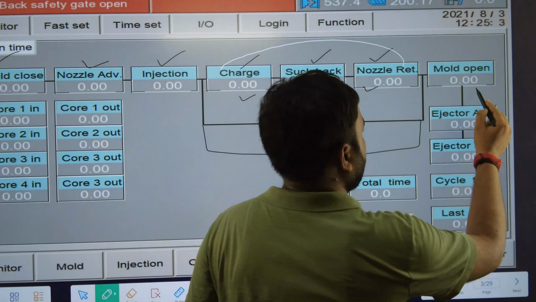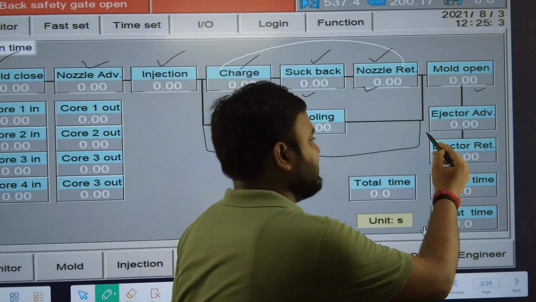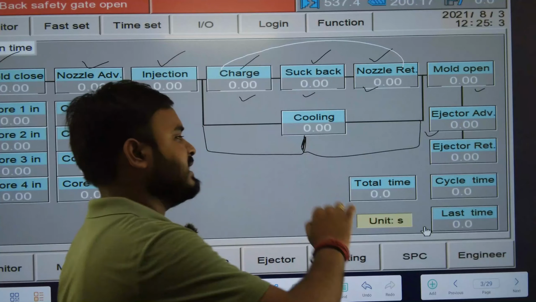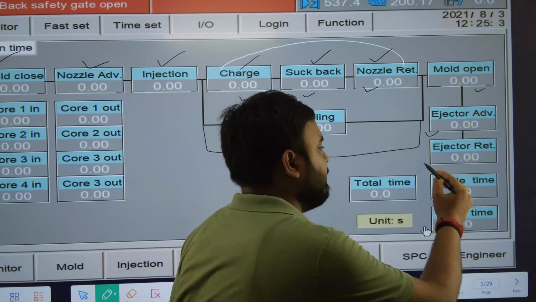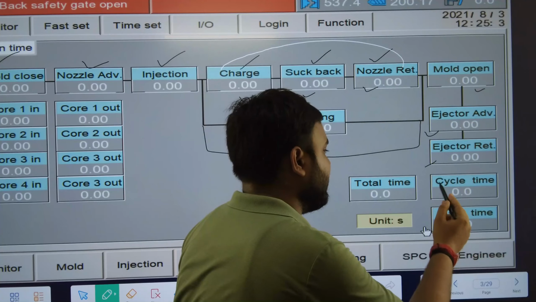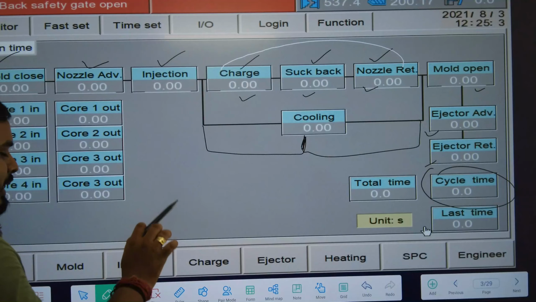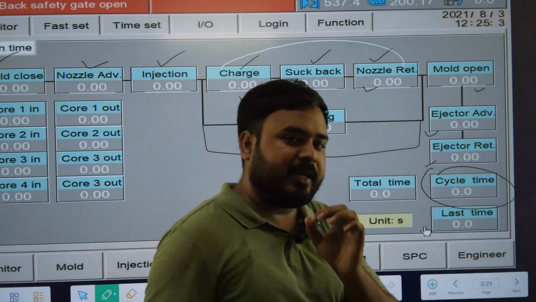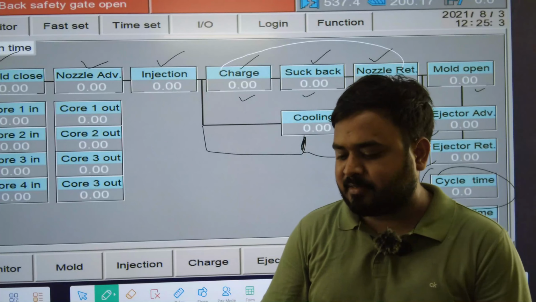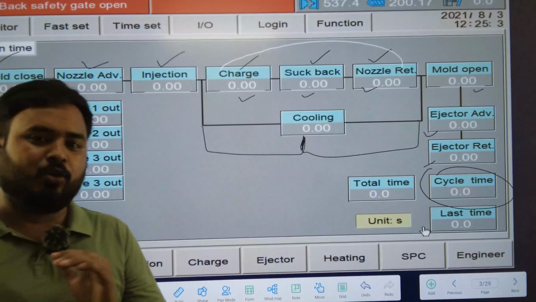Now next is mold open. What will happen after this? The mold will open and your product will be ejected out. The ejector will move forward and backward in these two phases, and your product will come out, and that will count as cycle time. So I am going to elaborate these things in a simple way, by giving a simple example, so that you can learn each and everything well.